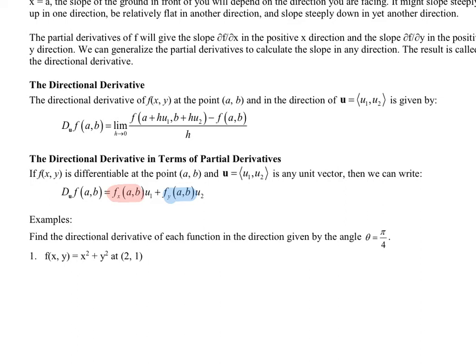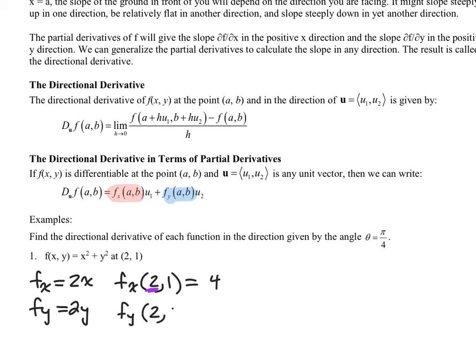So partial with respect to x is just going to be 2x. Partial with respect to y is just going to be 2y. If I want the partial with respect to x at (2, 1), the relevant value to plug in would be the 2. I'm going to get a result of 4. Partial with respect to y at (2, 1), the relevant value to plug in is the 1, giving me a result of 2.